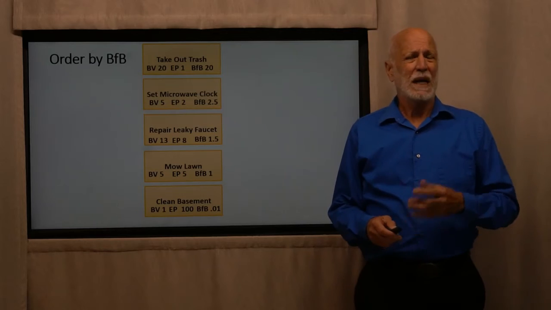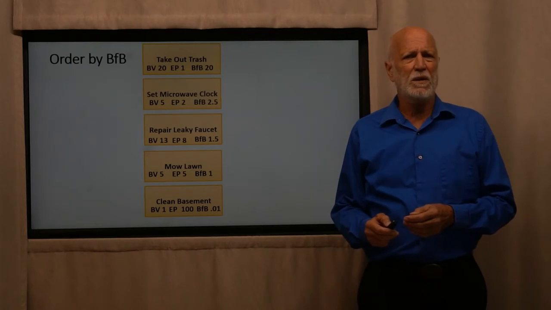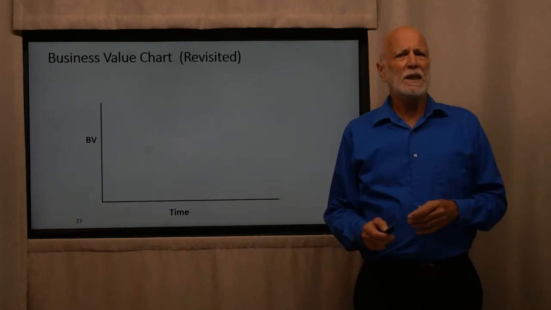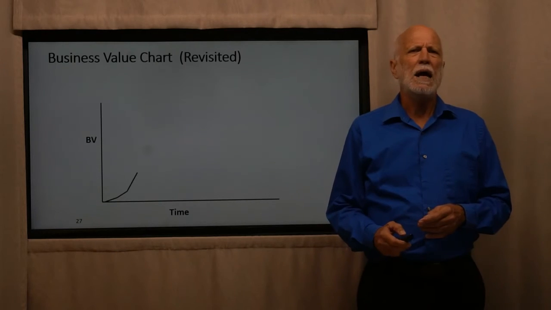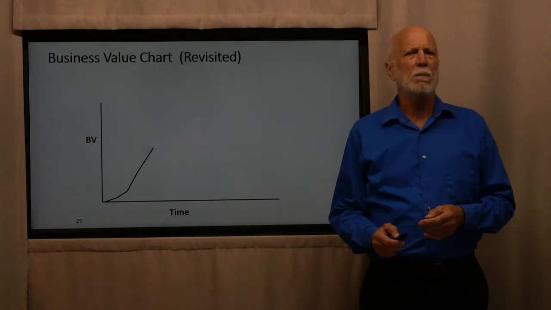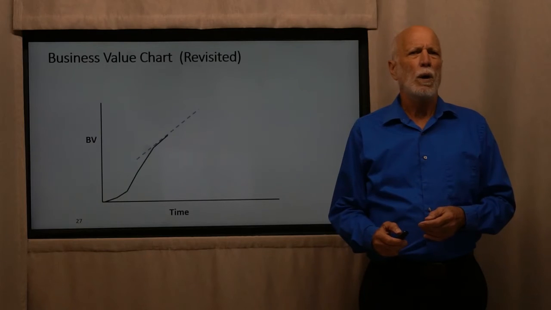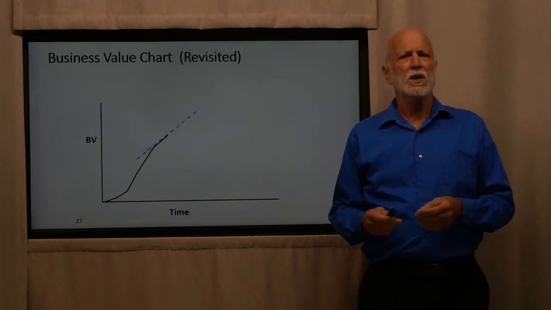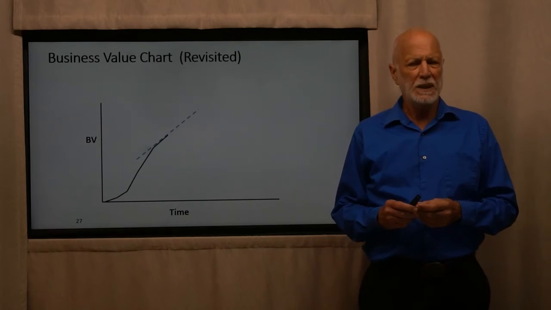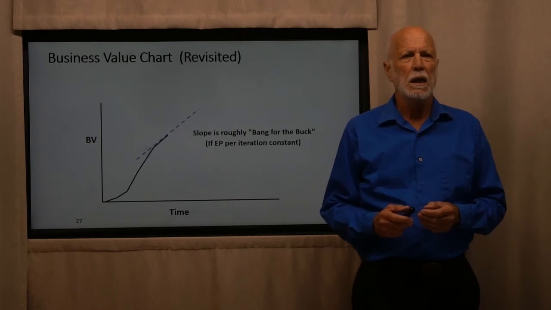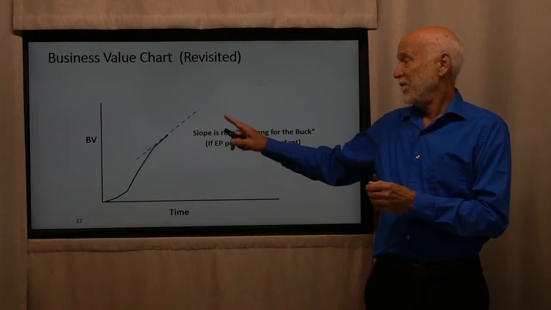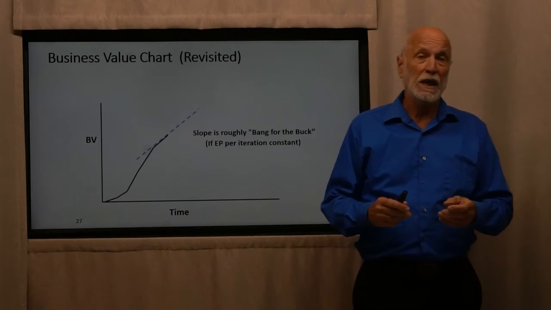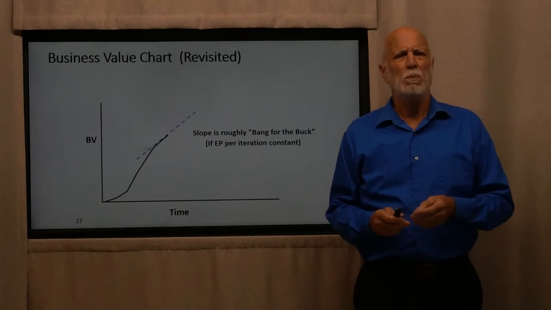Now, got our business value, got our bang for the buck. If we go back to our chart and we're plotting our increase in our business value, well, the bang for the buck is roughly equal to the slope of that business value increase. And if the effort points per iteration are constant, it will be that.